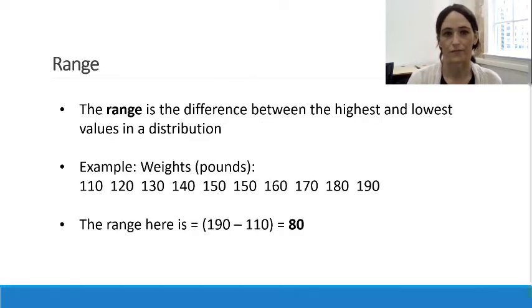So let's define those. The range is the difference between the highest and the lowest values in a distribution. And again, I've conveniently sorted this from lowest to highest value, 110 to 190, and we have our weight in pounds. The range here would simply be the difference between the highest value, 190, and the lowest value, 110. So the range value would be 80. An informal way of talking about range would say the values go from 110 to 190, but the calculation of a range would be 80. So the range of weight in this case would be 80.